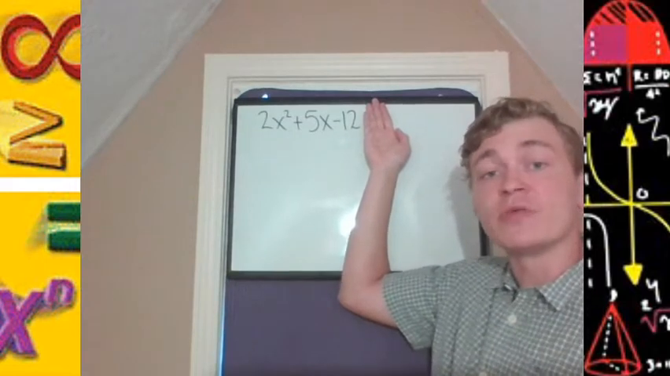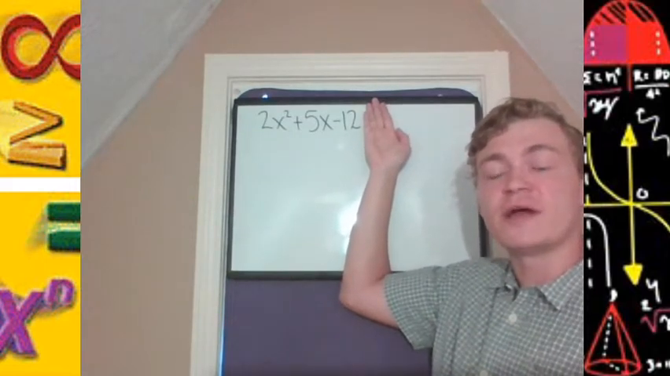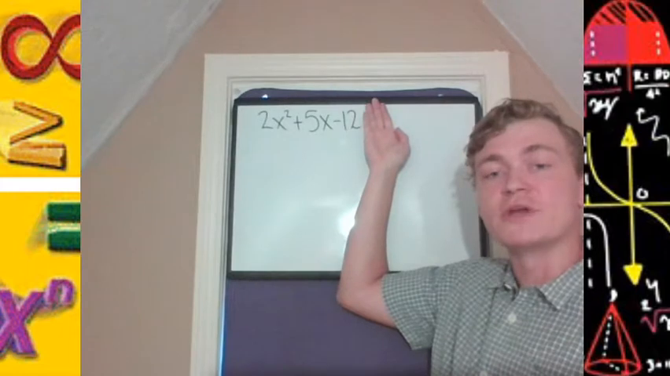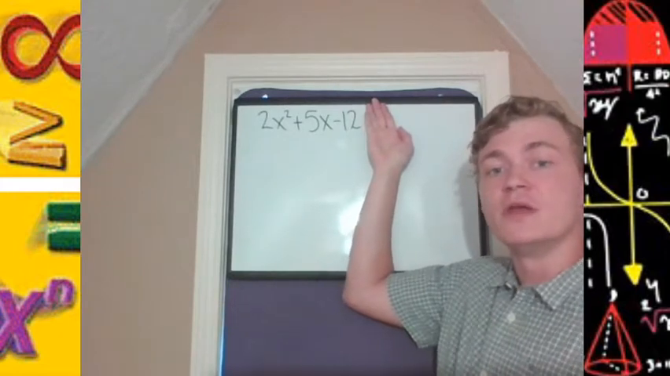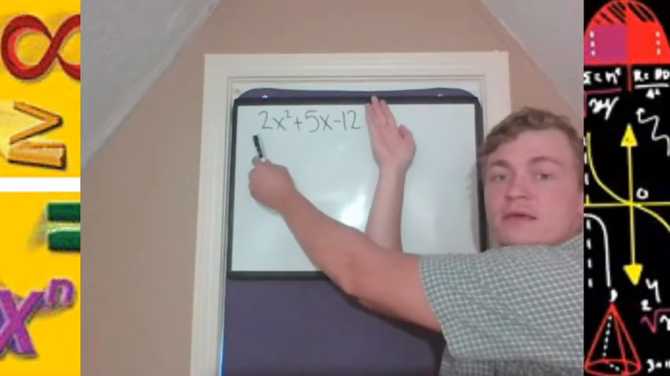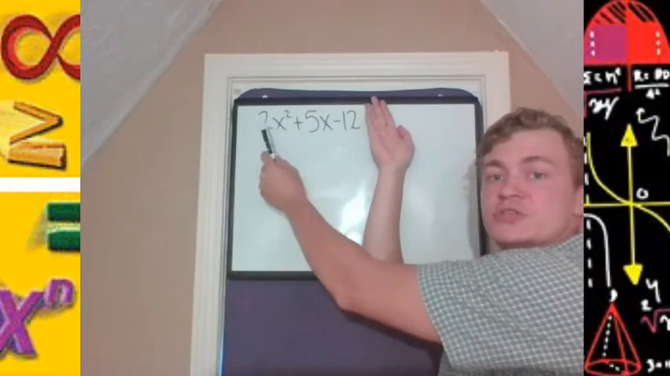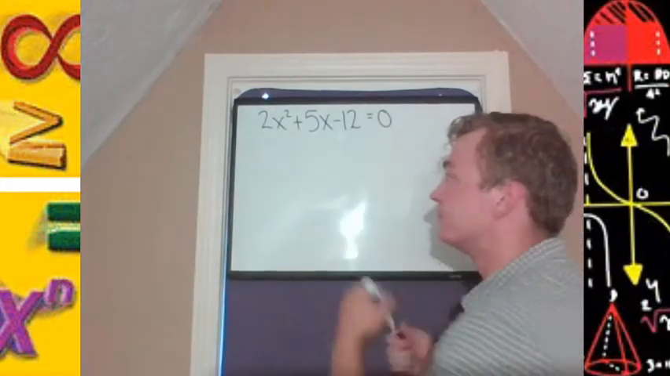Going back to 6.3, to factor a trinomial of this form, we use our AC method of factoring. We start by multiplying a and c. 2 multiplied by negative 12.